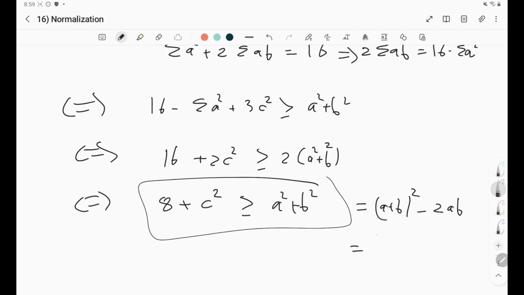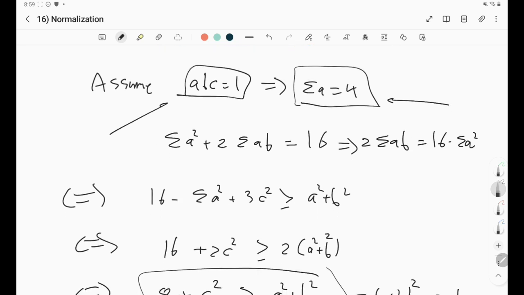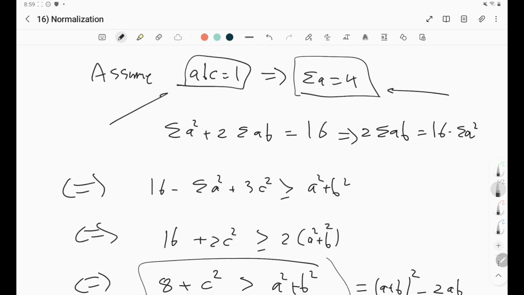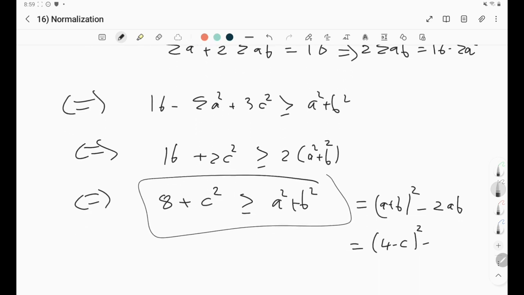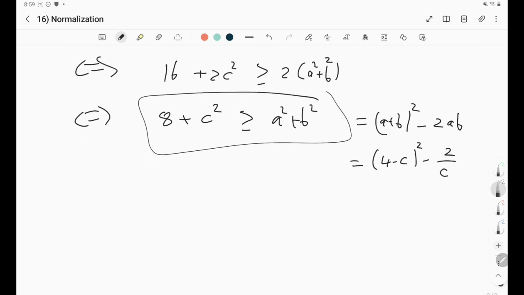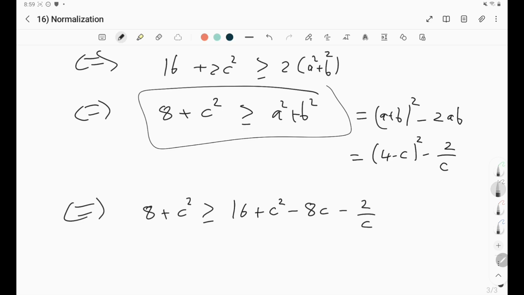Very good. Guess what? What's A plus B? We already know that A plus B plus C is 4. So this thing is just 4 minus C, squared. And guess what? AB, we already know ABC is 1. So that means AB is 1 over C. So minus 2 over C. Very nice. So now what we want to prove is 8 plus C square is greater than or equal to, let's expand that, 16 plus C square minus 8C minus 2 over C. This is what we want to prove.